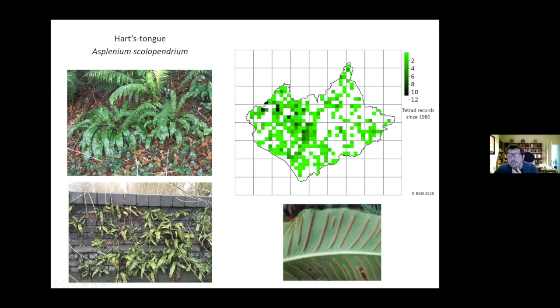a concentration on built structures. So this is quite a good, interesting plant because it does grow in woodland very well, and it does grow on walls very well. So it's got a fairly mixed distribution.